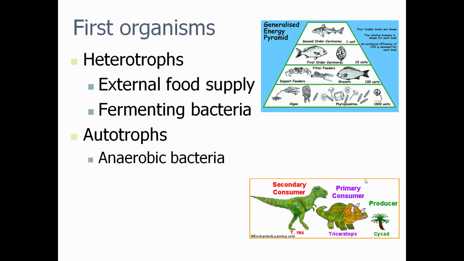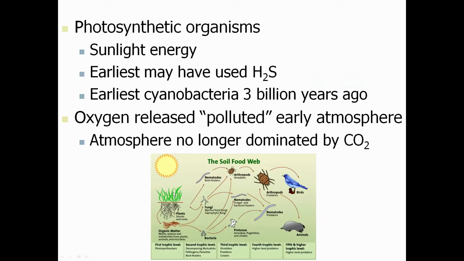Then autotrophs came in, autotrophs like anaerobic bacteria, things that do not like oxygen, and oxygen is a poison. And they had a process called chemosynthesis, which uses chemistry to synthesize energy, so they can do what they need to do. Photosynthetic organisms: photosynthesis needs sunlight. Earliest may have actually used hydrogen sulfide, which is a rotten egg smell. Earliest cyanobacteria in the fossil record, 3 billion years ago. Oxygen was released, and it polluted the early atmosphere.